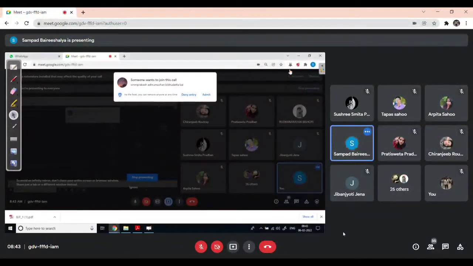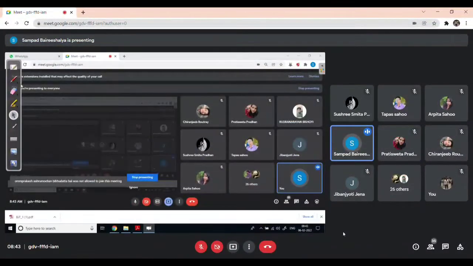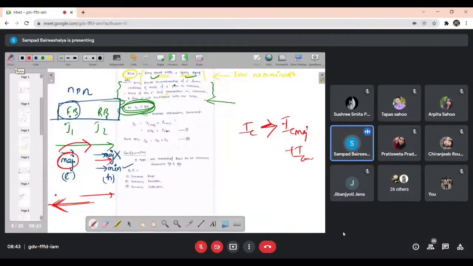that means your total output current is nothing but the sum of your majority current plus minority current. Not IB plus IC, that is IE. IE equals IB plus IC. I am just talking about the collector.